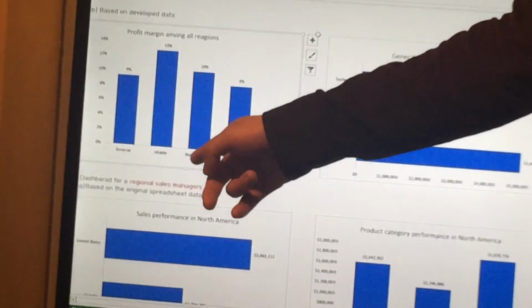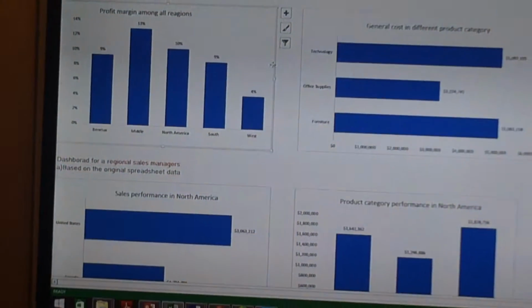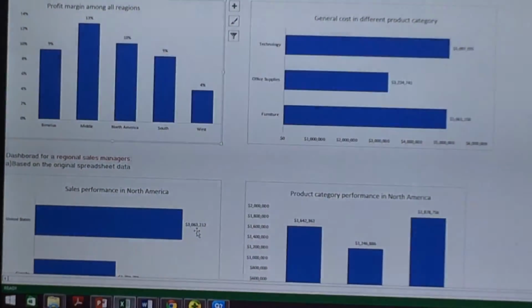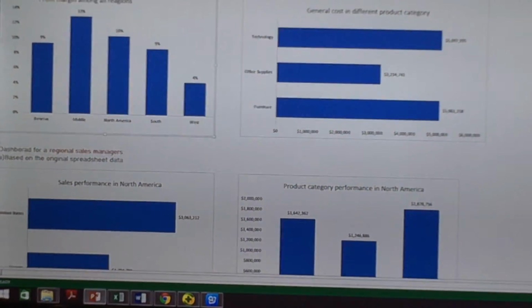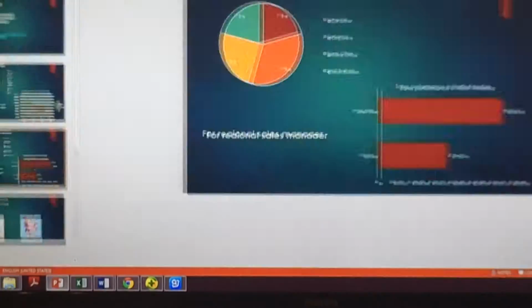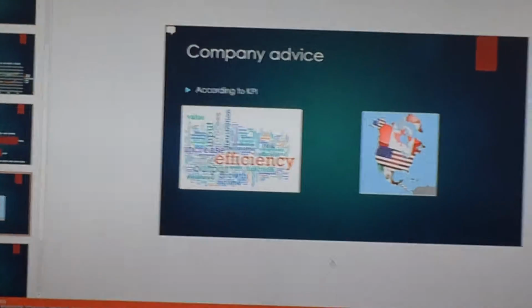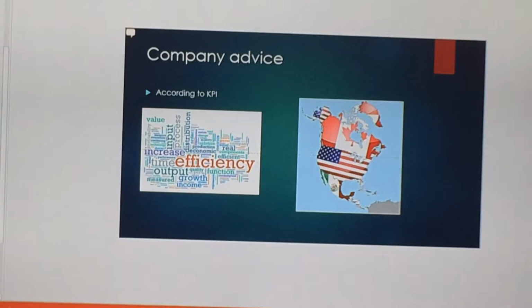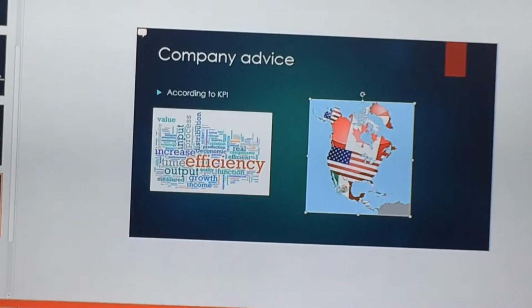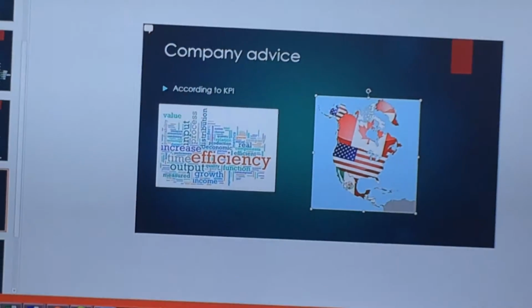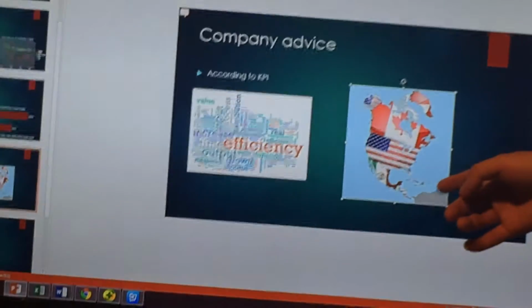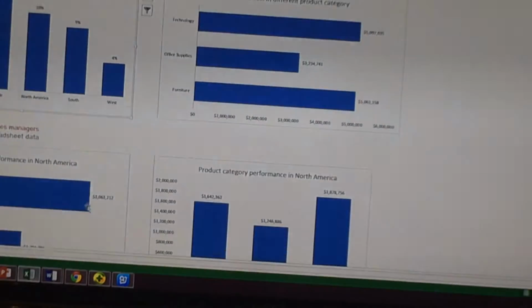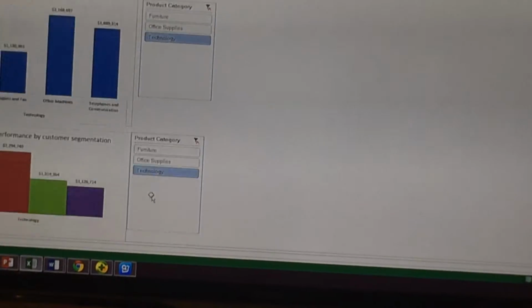So I believe that there is still potential in the North American region, because if I show you the PowerPoint again, now this company is only doing its business in America and Canada, but actually it is possible for them to extend it to Mexico. Yeah, and the efficiency is really important.